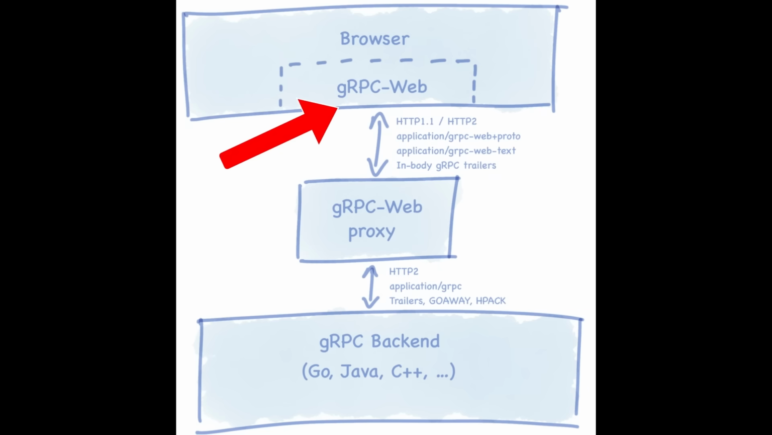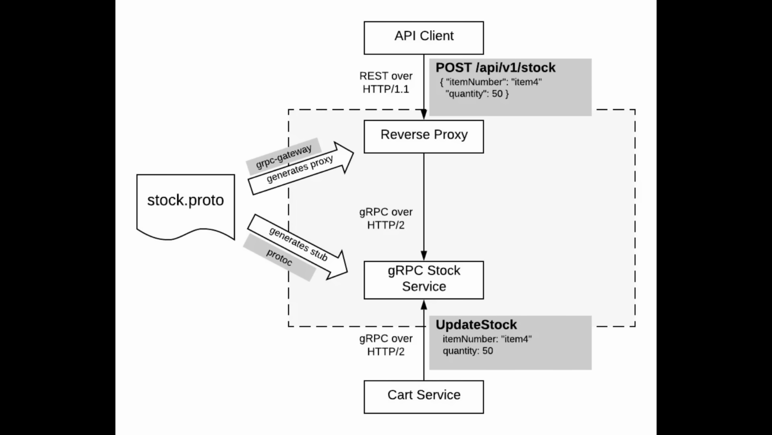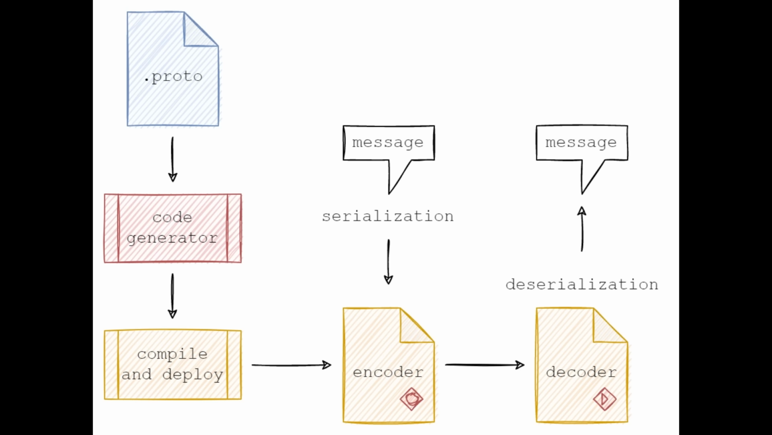The gRPC Web extension even allows browsers to call gRPC services, bridging the gap between web clients and backend systems. So in essence, gRPC provides a modern, efficient, and language-agnostic way to build distributed systems. It abstracts the complexities of network communication behind a well-defined interface, combining the advantages of protocol buffers for structured, efficient data encoding with the transport-level benefits of HTTP2.